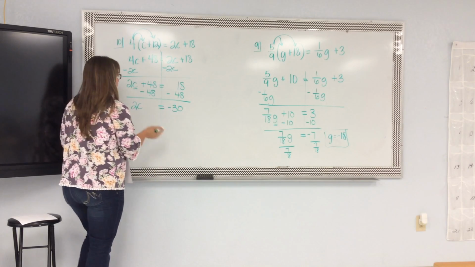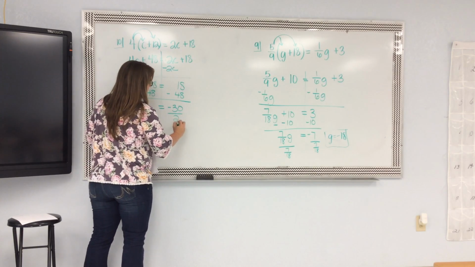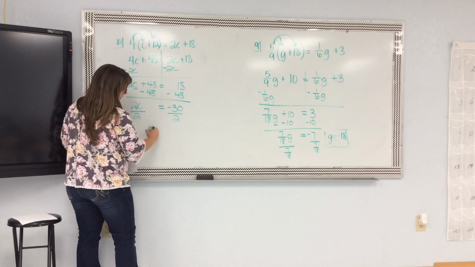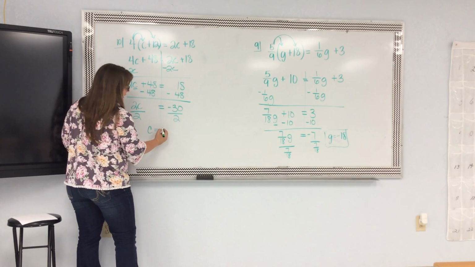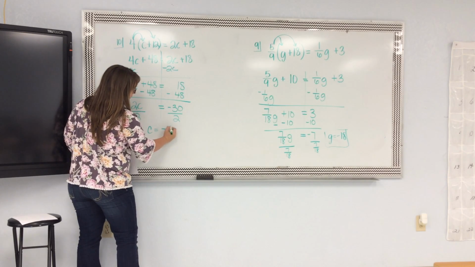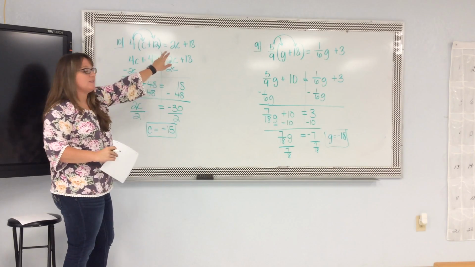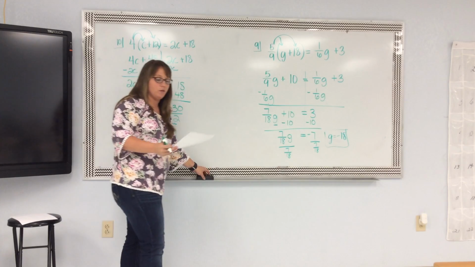Okay. 2C means 2 times C, so to undo multiplication, I divide. If I do it to one side, I must do it to the other. 2C divided by 2 is equal to 1C, so we just list that as C. Negative 30 divided by 2 is a negative 15. Make sure you go back and plug that negative 15 in and check your answer. Show me the work where you checked your answer or you will lose points.